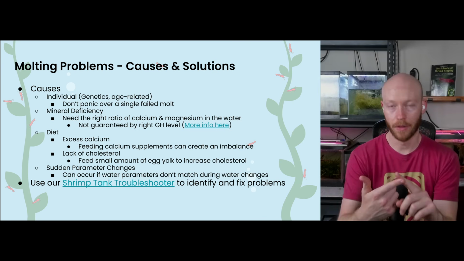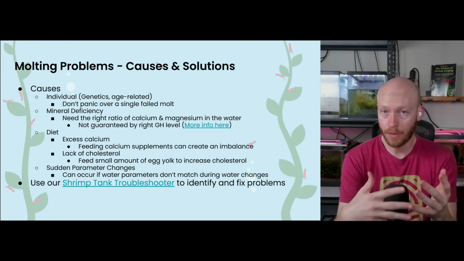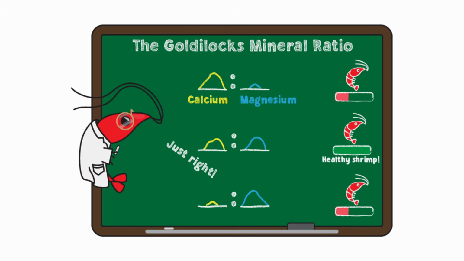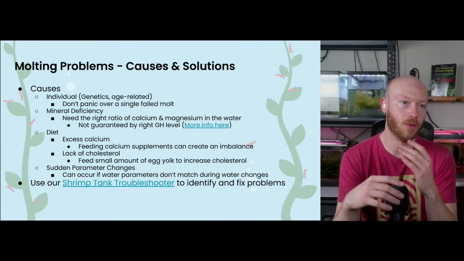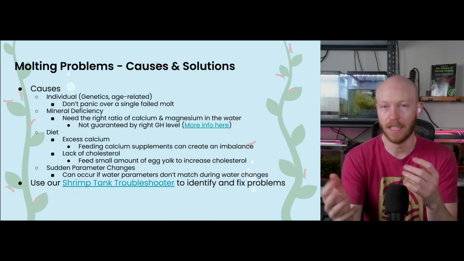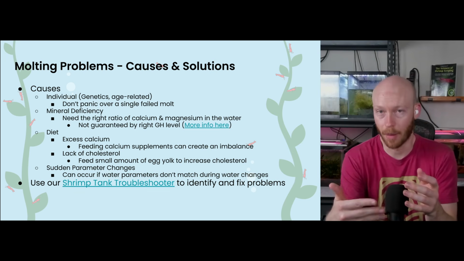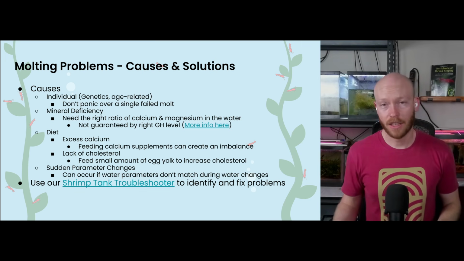One could be a mineral deficiency. Now, GH is useful, but it doesn't tell the full story. So you can have the right GH, but you can still not have the right levels of calcium and or magnesium in the water. You could have potentially all calcium or all magnesium, and shrimp need those along with other micronutrients to molt properly. Additionally, their diet plays a huge part.